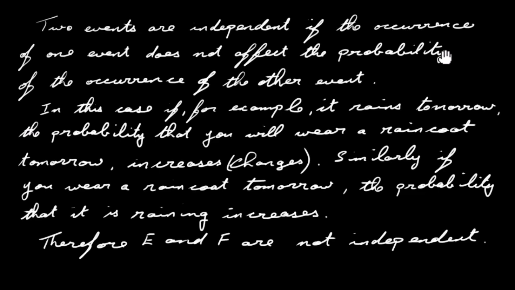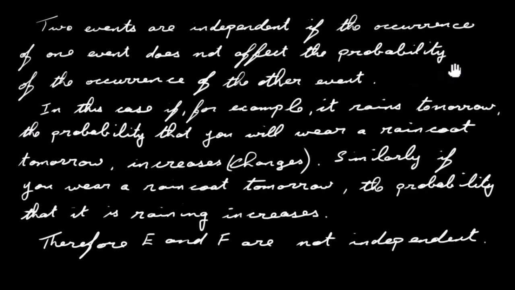So in this particular case, for example, if it rains tomorrow, the probability that you will wear a raincoat tomorrow increases or it changes. So in other words, if it's raining tomorrow, chances are you are going to wear a raincoat. You don't have to, but chances are you will. If it's not raining tomorrow, chances are you won't. The probability reduces. Similarly, if you wear a raincoat tomorrow, the probability that it is raining tomorrow increases.